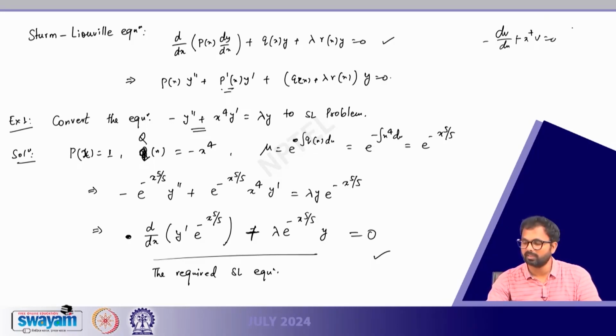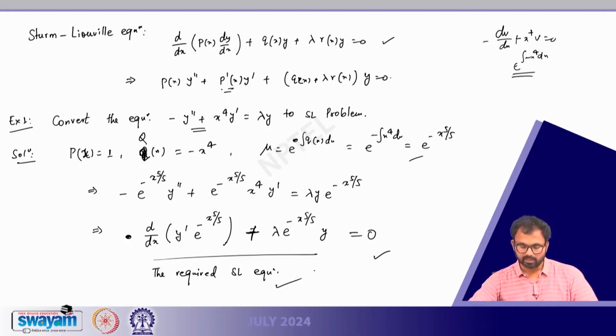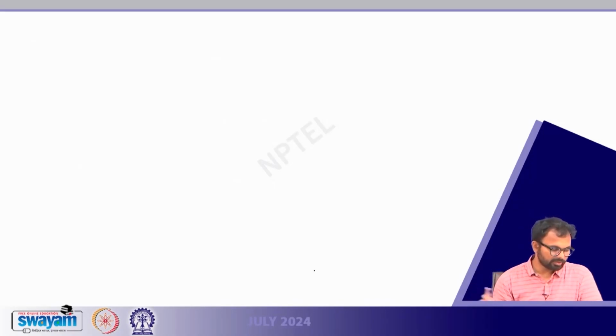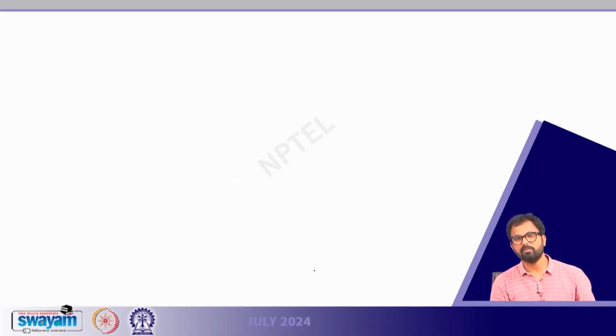Suppose for the time being the right hand side is 0. So from here I can determine the integrating factor as e to the power minus integral of x to the power 4 dx, right. So that's the integrating factor I multiplied with, and this gives us the required Sturm-Liouville equation form, right. Since it is mostly related to finding out the eigenvalues and eigenfunctions, we have done some examples related to that.